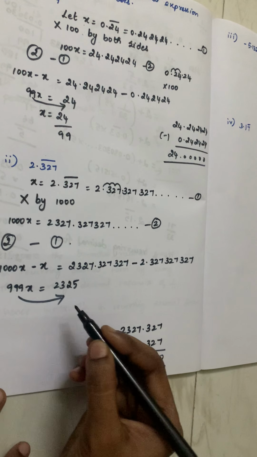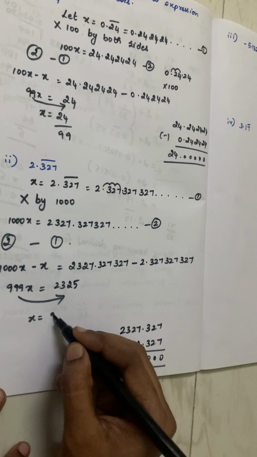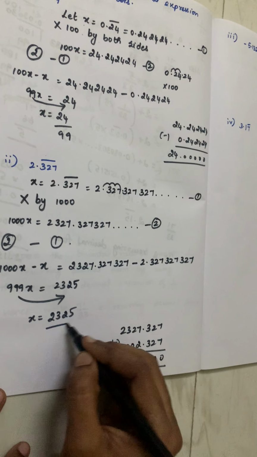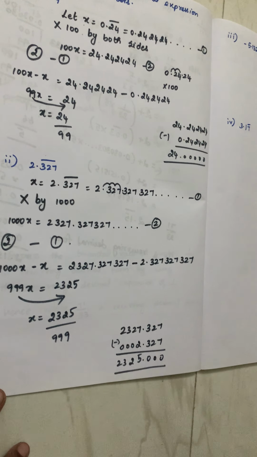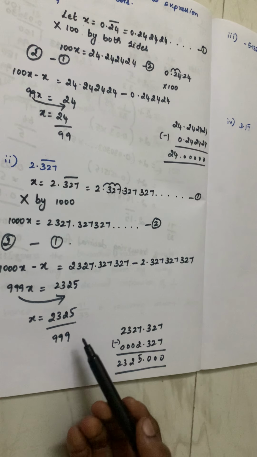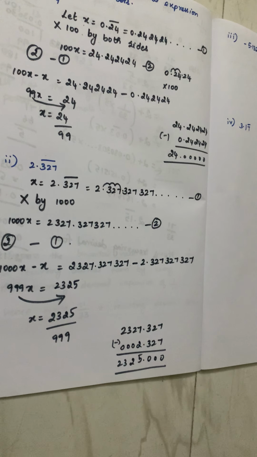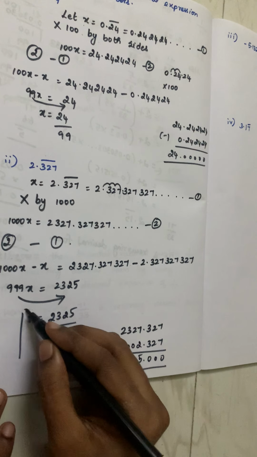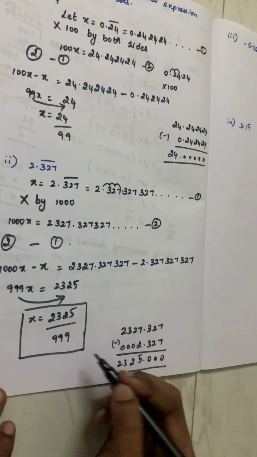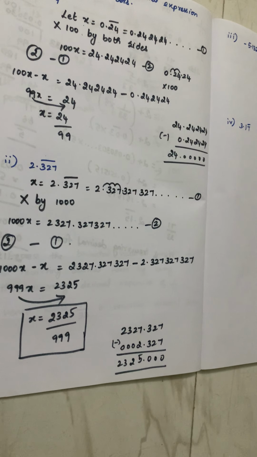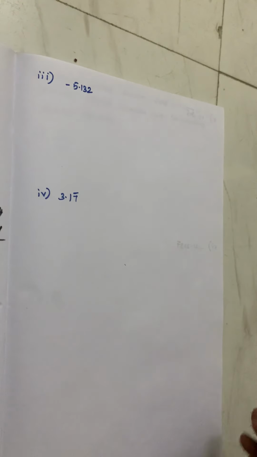So it goes to the right-hand side, meaning x equal to 2325 divided by 999. Okay, if you want you can stop with this. Otherwise you can reduce it to the simplest form. It can go in the 3 table or 5 table. If you don't know, you can stop with this itself. You will get the full marks. Okay, it's very easy, children. Don't skip this sum. Okay, next we can move to the third subdivision.